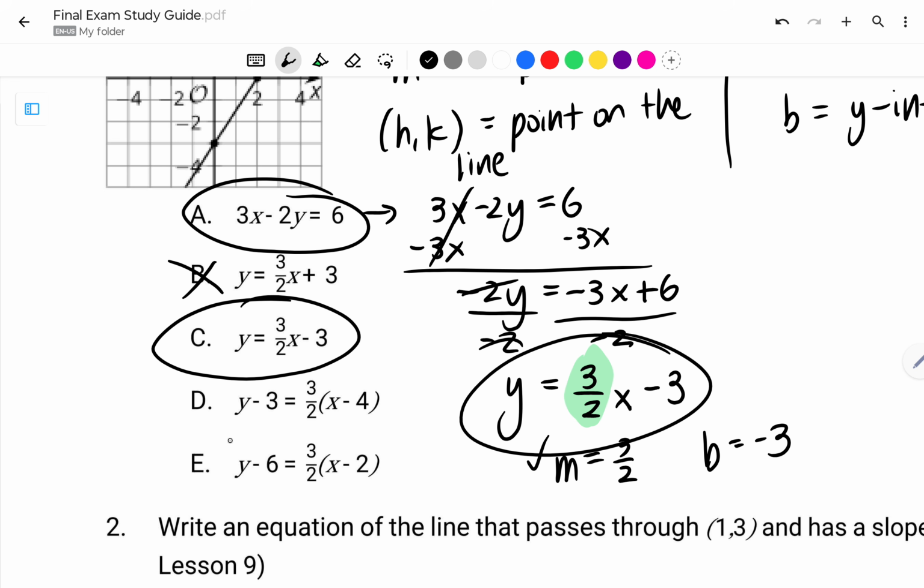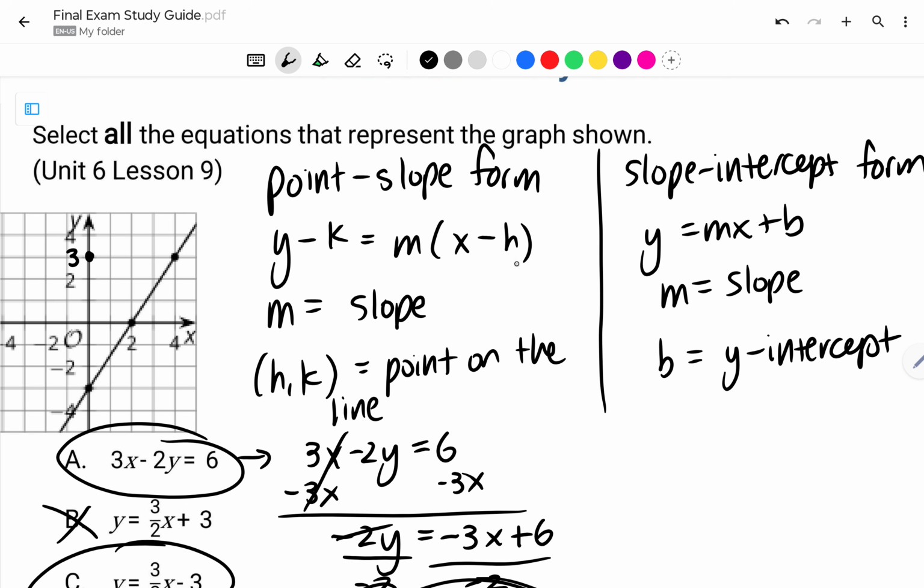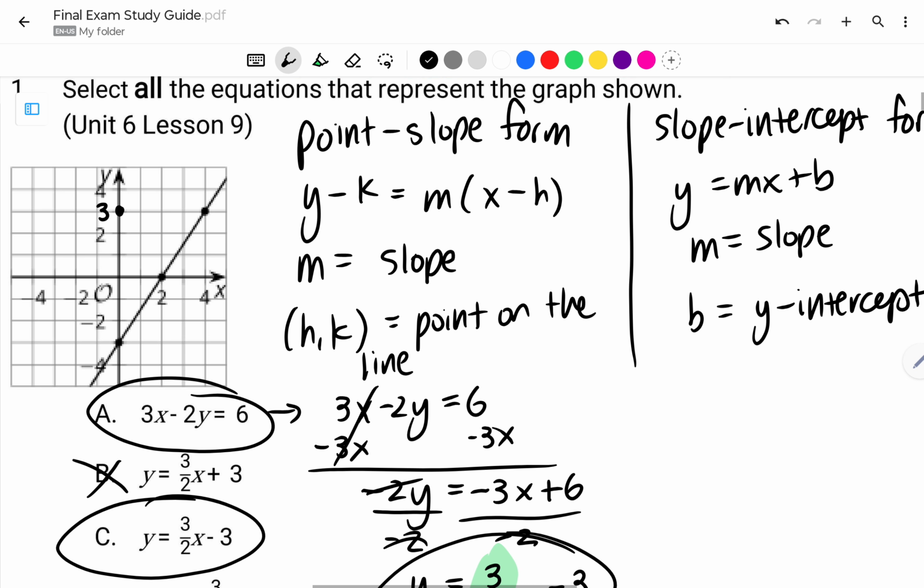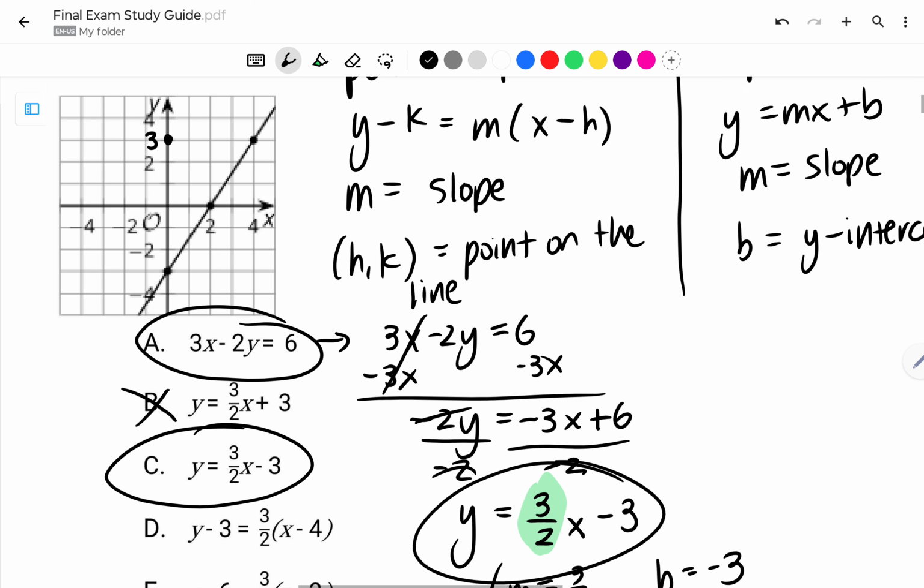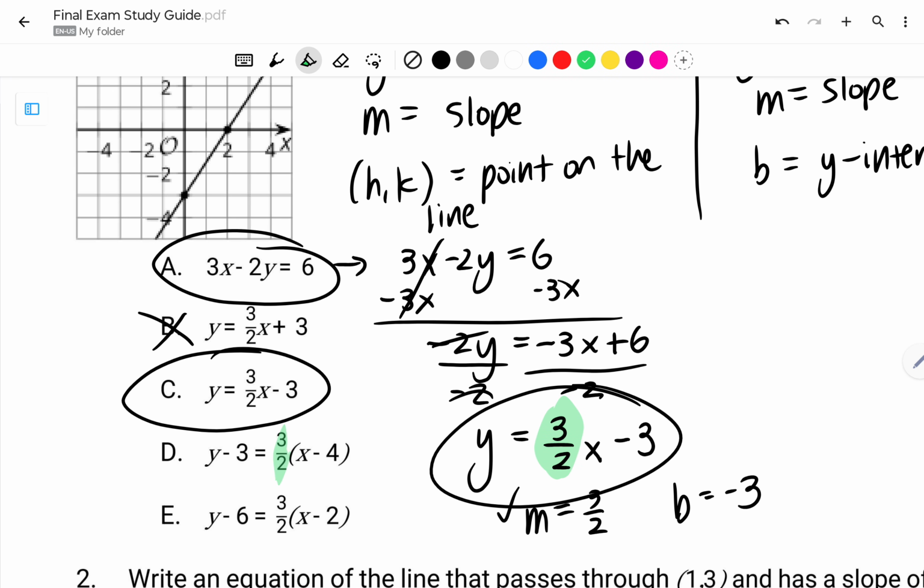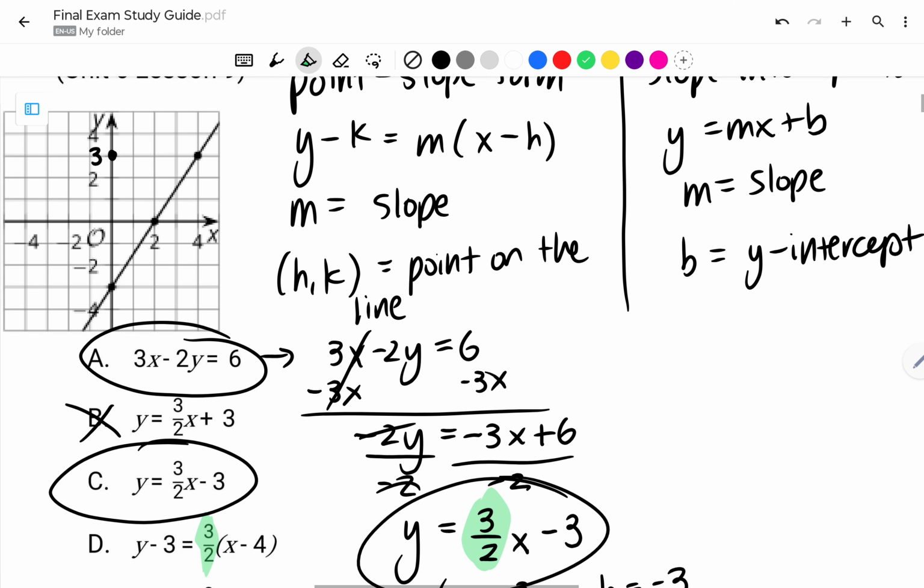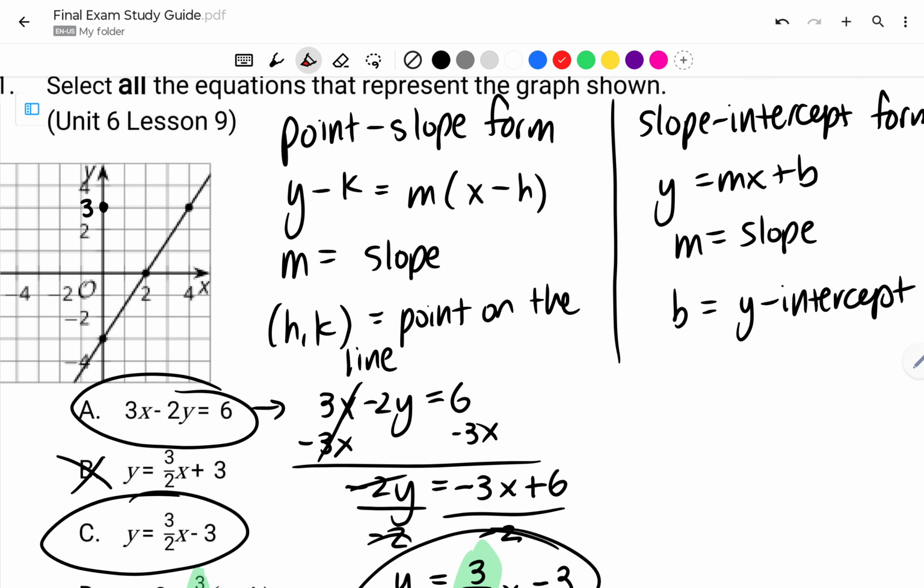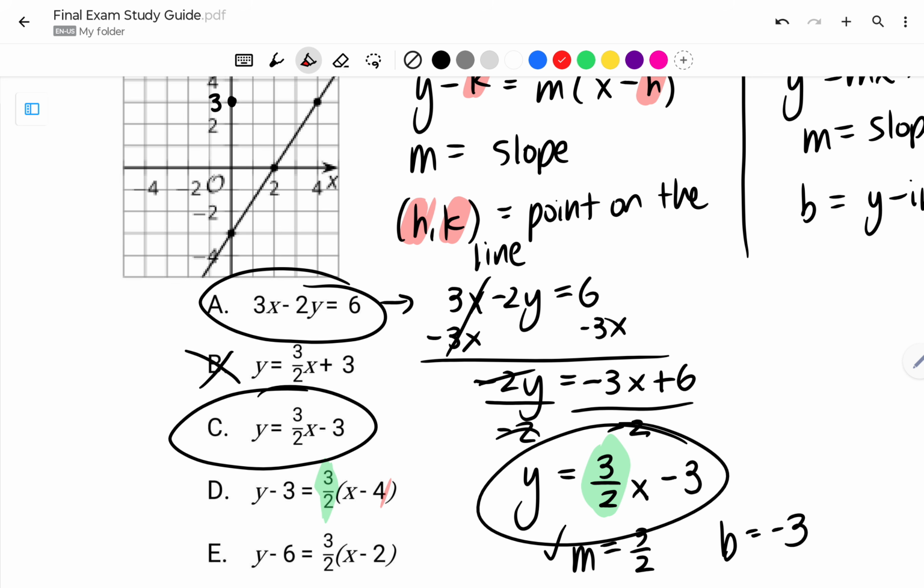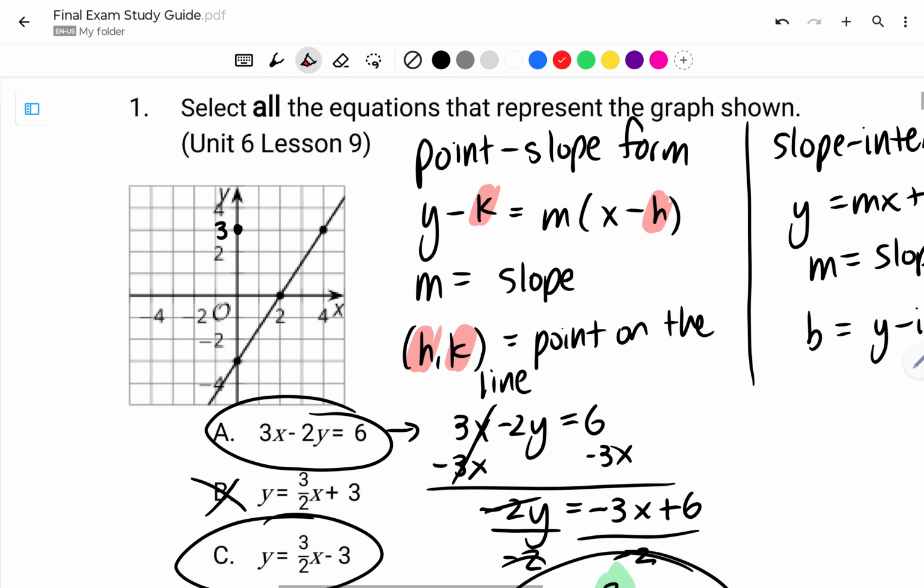D, y minus 3 equals 3 over 2x minus 4. That one looks like the point slope form. Y minus k equals m times x minus h. So in this one, I know 3 over 2 is my slope. So that's good. I know the line has a slope of 3 over 2. And then I know that my point on the line is h and k. So I need to take this number and this number. So it's going to be 4 and 3. Is 4, 3 on the line? 4, 3. Yes, it is. Right? That's a point on the line. So that's true.